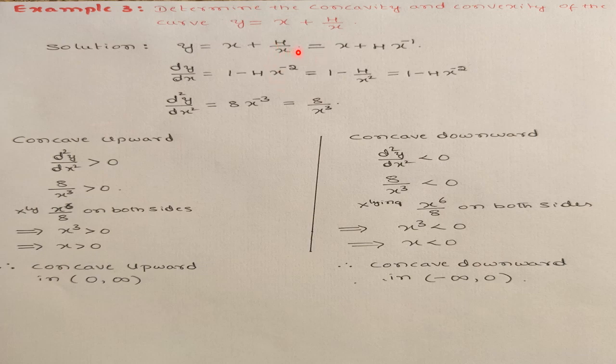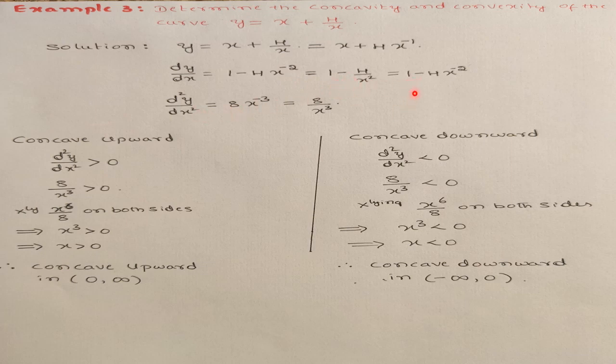Or you can write this one as y is equal to x plus 4 into x to the power minus 1. Differentiation of x is 1, and plus 4 as it is. X to the power minus 1 differentiation is minus 1 x to the power minus 1 minus 1, that is minus 1 x to the power minus 2, therefore minus 4 x to the power minus 2, or you can write this one as 1 minus 4 by x square.